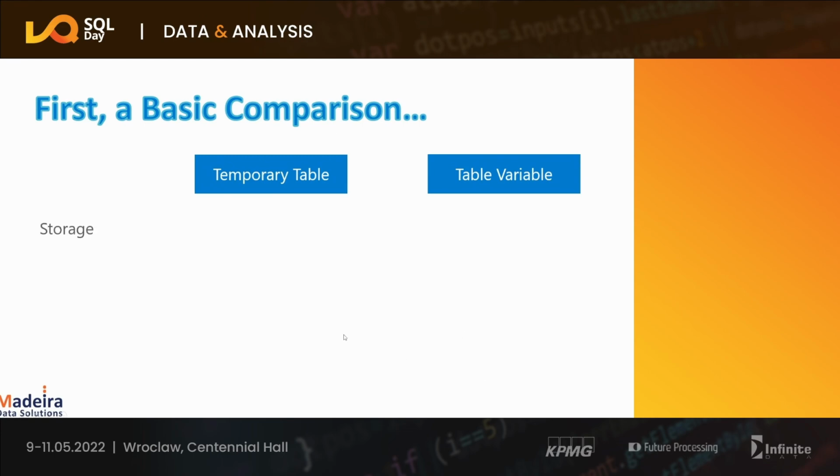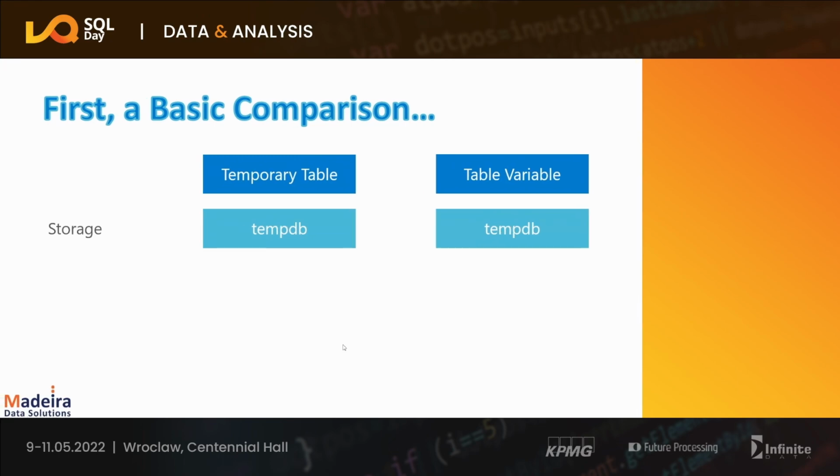So first of all, let's talk about storage. Both of them, temporary table, the one with the number sign, and table variable, the one with the @ sign, are stored in TempDB in the exact same way. Some people think that table variables are only in memory or something like that. That's not true. Both of them are in TempDB. They use the same allocation structures, the same methods to create and handle them inside TempDB. So it's just the same.